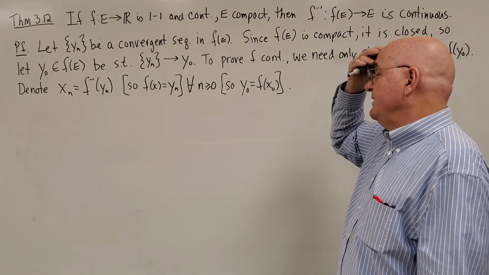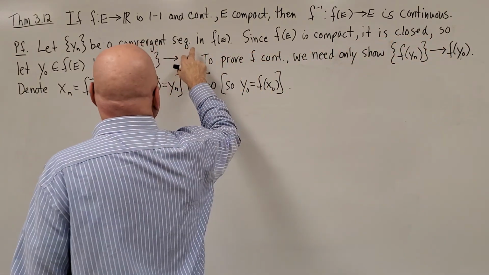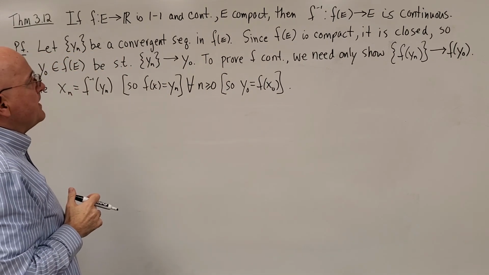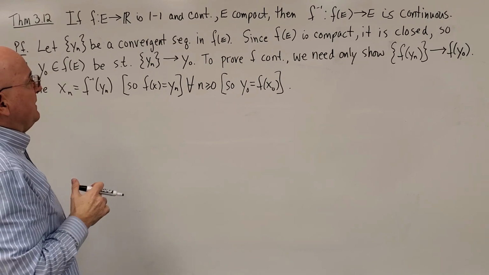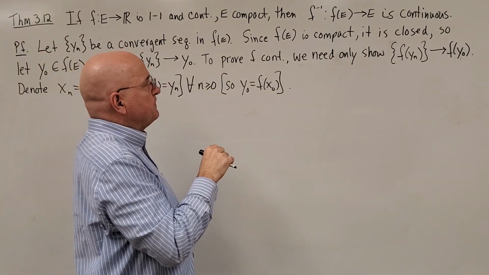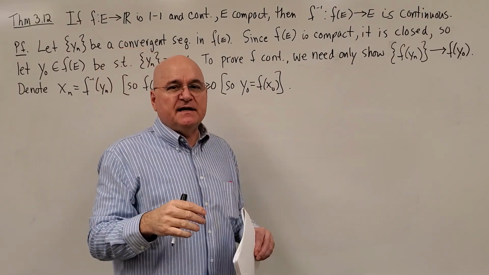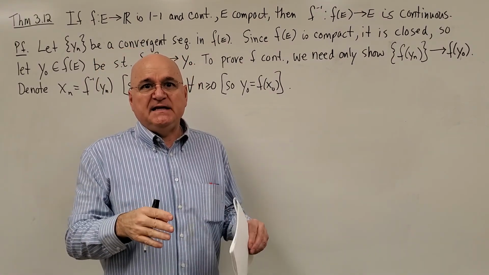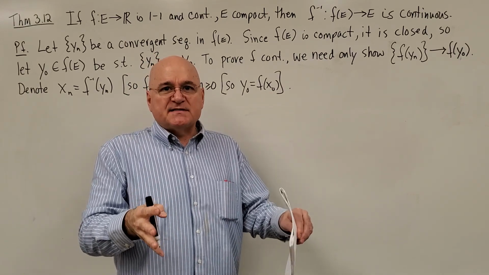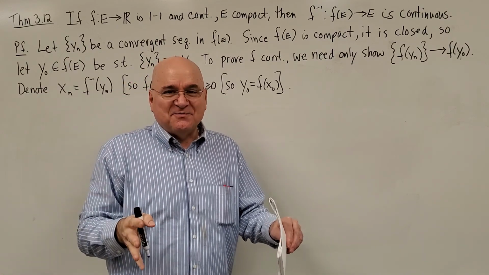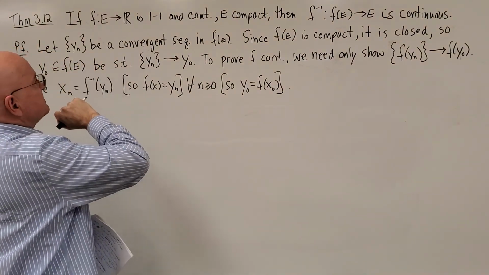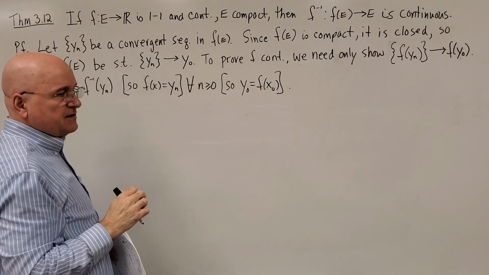Well, let's start with yn being a convergent sequence in f of E. And by the way, we know that there is a convergent sequence in it because f of E is the continuous image of a compact set. F of E, therefore, is a compact set, so it's closed and bounded. Every bounded infinite set has an accumulation point, and therefore there is a sequence yn that is convergent.